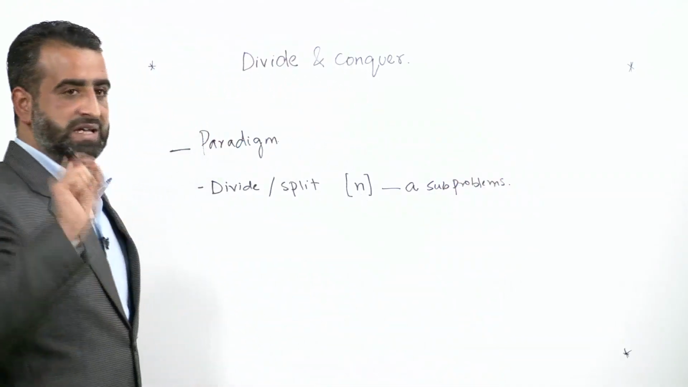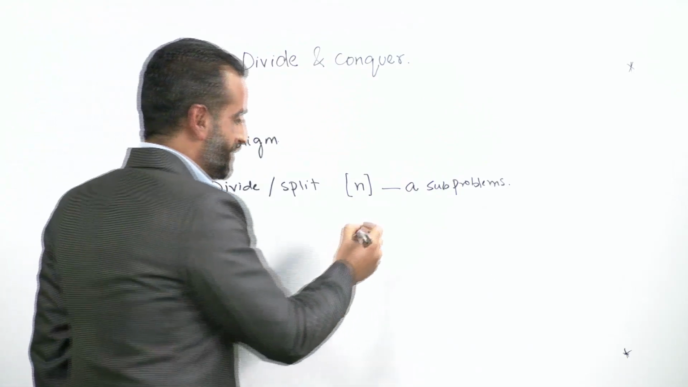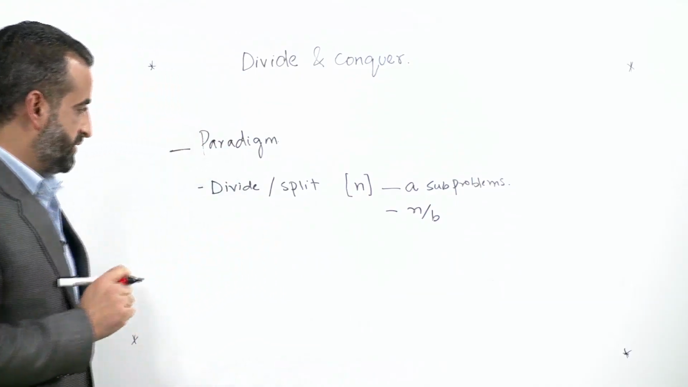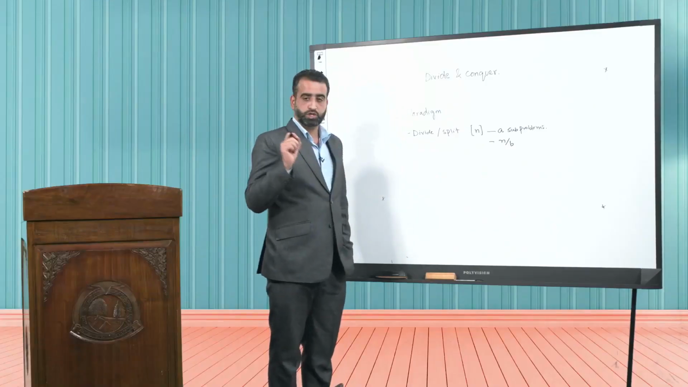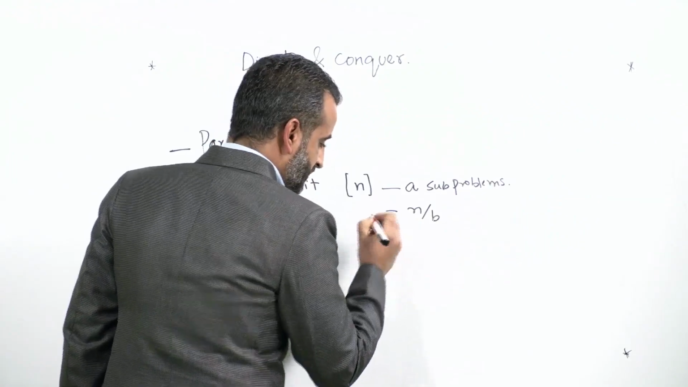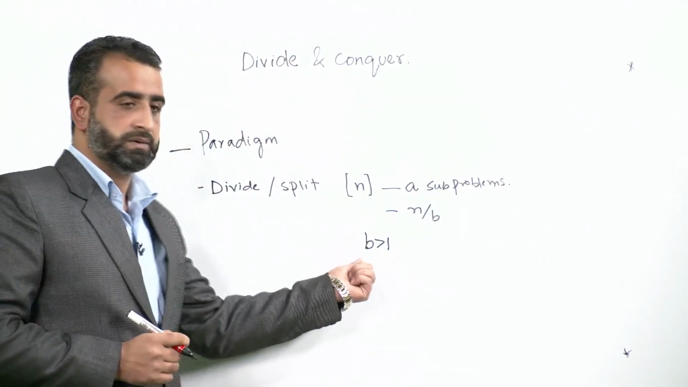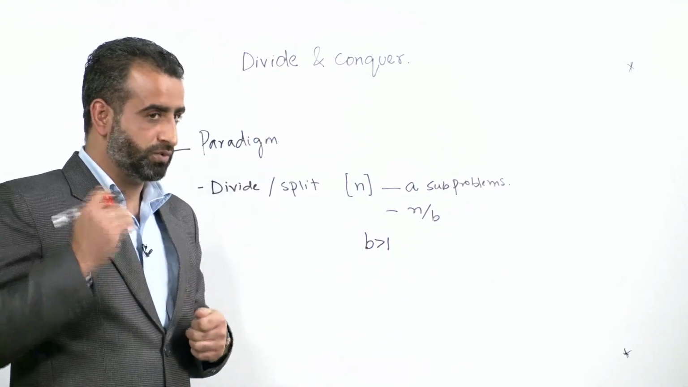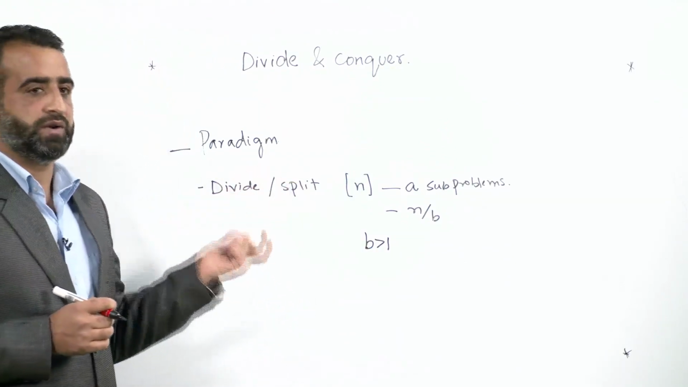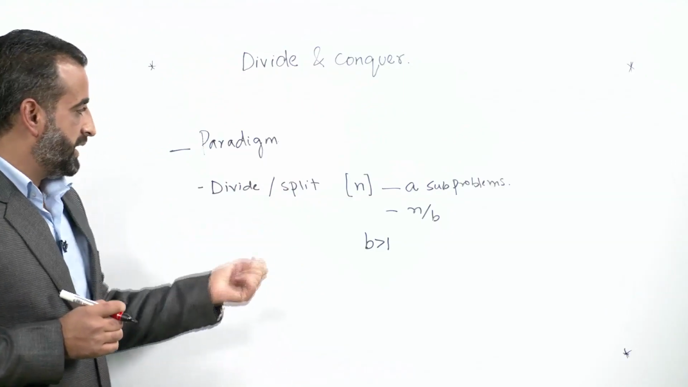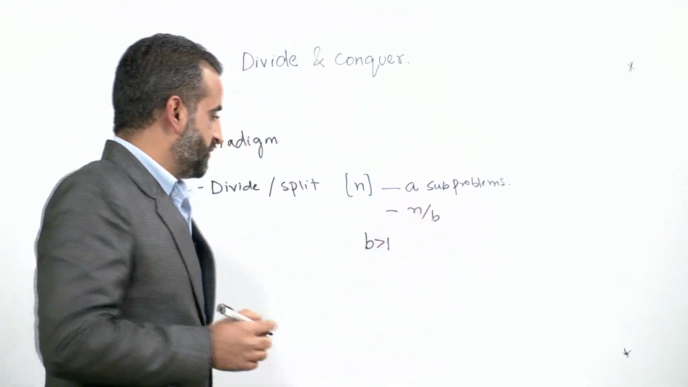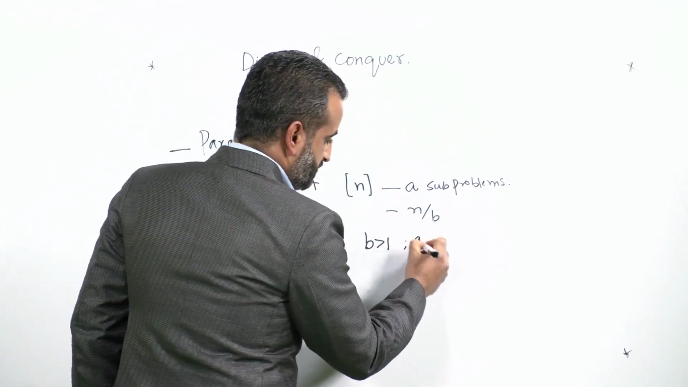And the size of each subproblem that has been divided will be n by b, where b is any value. Remember in this case that we need to make sure that the value of b is necessarily greater than 1, because if we keep the value of b smaller than 1, then the actual problem will not be divided into smaller instances. And the number of problems that will be created will be a subproblems, where a can be greater or equal to 1.